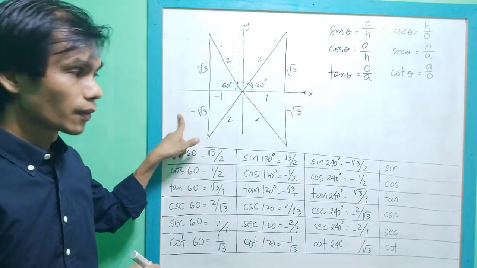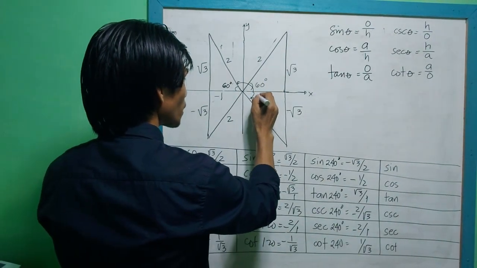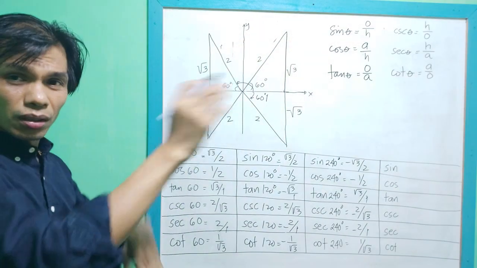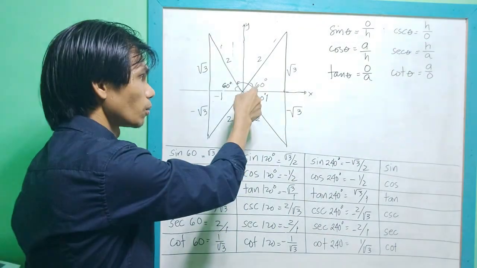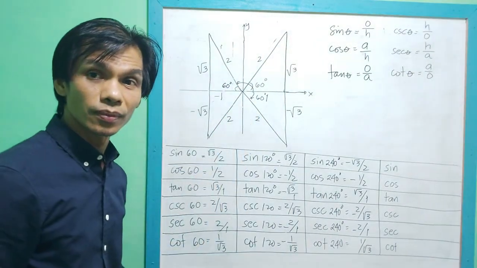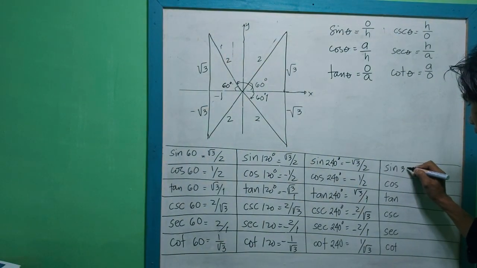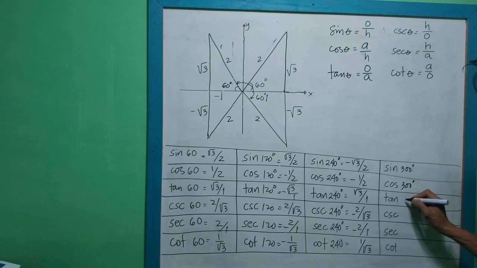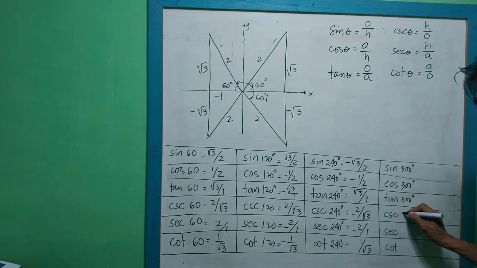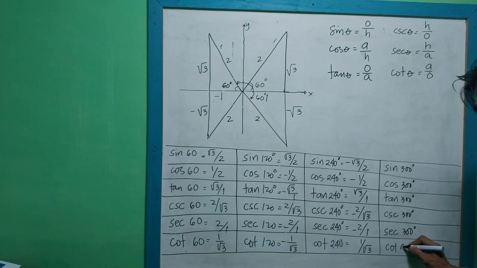Pareho nito. Now, kung isang buong rotation natin ay 360, anong angle kaya to? Mula dito hanggang dito. Correct, 300. So we have sine of 300 degrees, cosine of 300 degrees, tangent of 300 degrees, cosecant of 300 degrees, secant of 300 degrees, and then cotangent of 300 degrees.